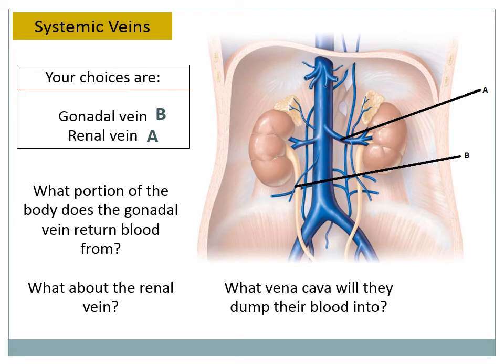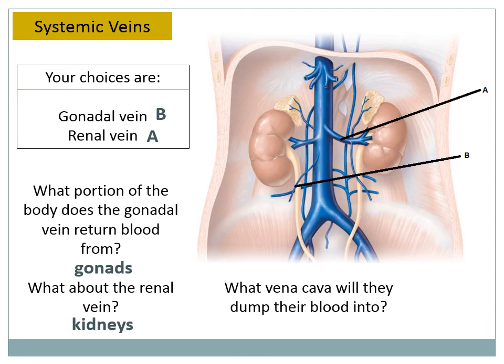So what portion of the body does the gonadal vein return blood from? The gonads, right? The gonads are ovaries and testes. So that's where we are going to be returning blood from there. And what about our renal vein? It's going to be returning blood from the kidneys because that's what renal means.